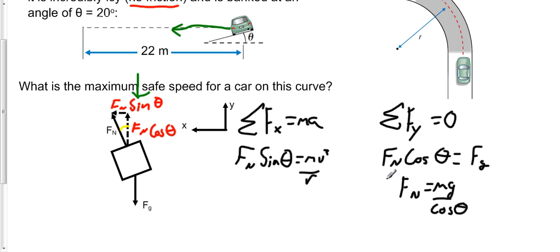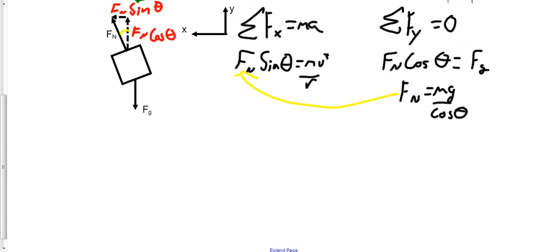All I'm going to do is take this Fn, sub it into this Fn, and do some rearranging here. I'll write the first line. So we're going to have mg over cosine of theta, times sine theta, is equal to m v squared over r.